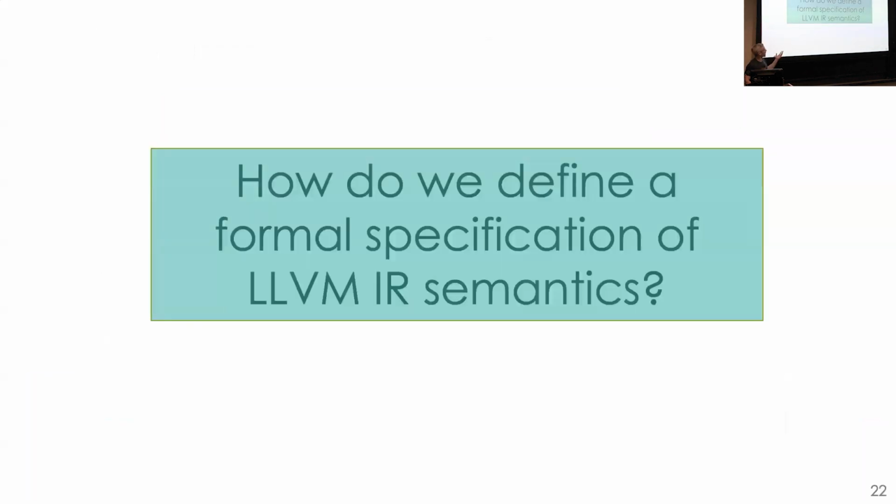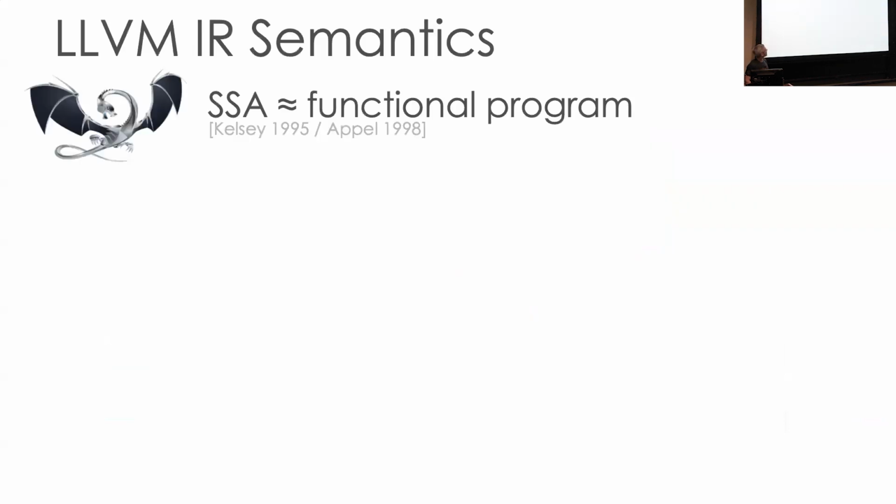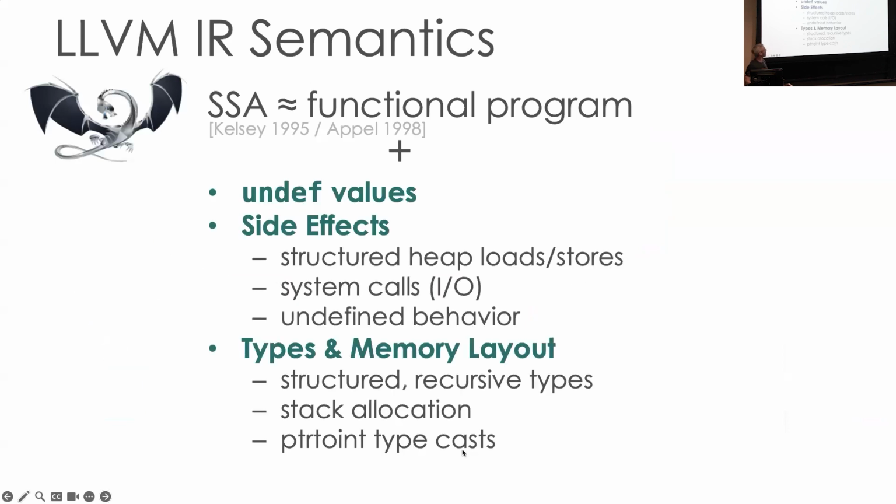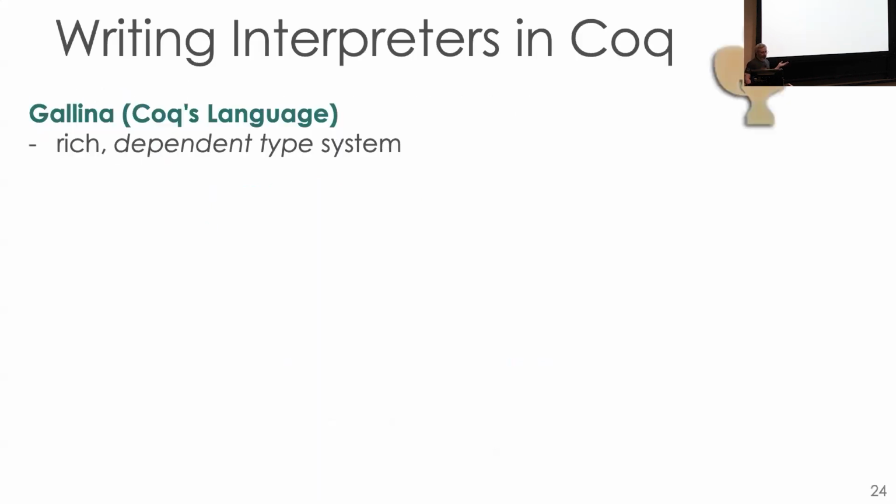OK, so the question is, how do we give a semantics? Here are a few things. SSA is basically like functional programming, except of course we have all these undef values and side effects. There's a complicated memory model. I should also say we haven't considered concurrency yet in our semantics, because that adds a whole other layer of complication, and there are several papers about LLVM concurrency semantics. It's quite difficult. But basically, the approach we take is literally writing these ITree-style layered monadic interpreters in Coq.